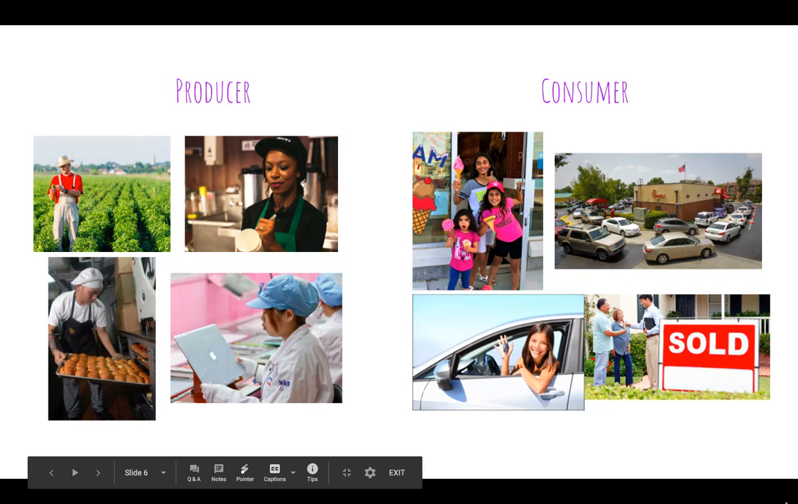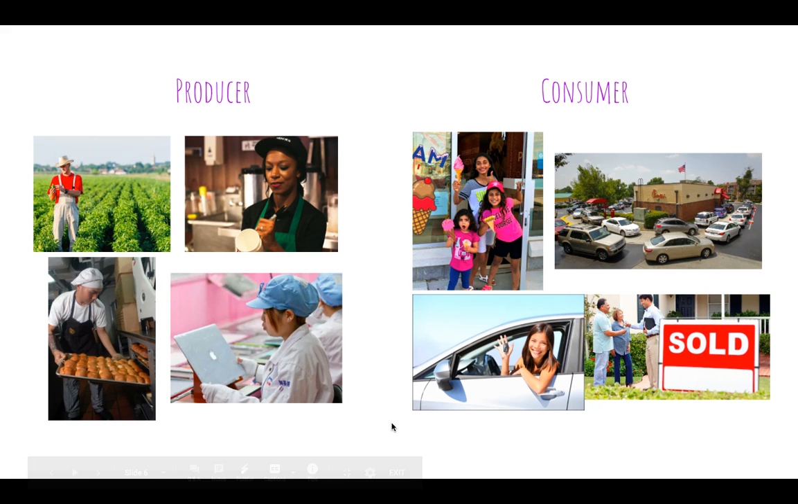So if you look at the pictures, you'll see examples of the producers and consumers. Let's look at the producer side. So as you can see, we have pictures of a farmer who is producing their crops, a barista who is making coffee, a baker who is baking rolls, and an Apple factory worker who is producing or creating iPads and computers.